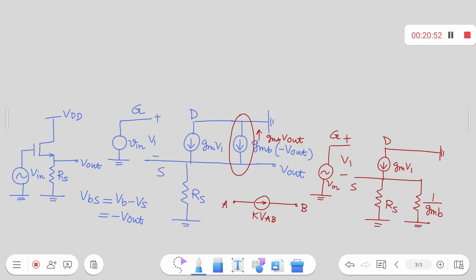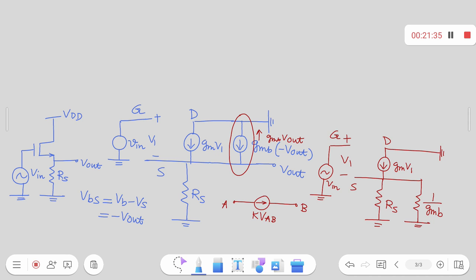Now, what happens if it gets even more complicated, that means the RS is not a simple discrete resistor, rather this RS is represented by some current source kind of load, and that current source might be either NMOS or PMOS, which makes the calculation more complicated, right? So in that case, in order to ensure that our calculations are not that tedious, let's observe this from a different perspective. Let's now find out the corresponding equivalent model of this common drain amplifier.